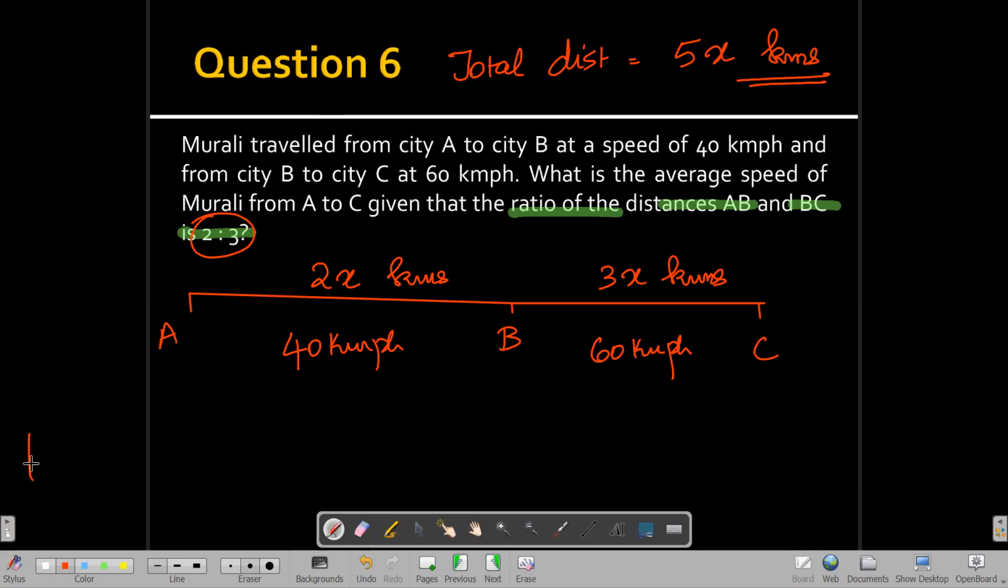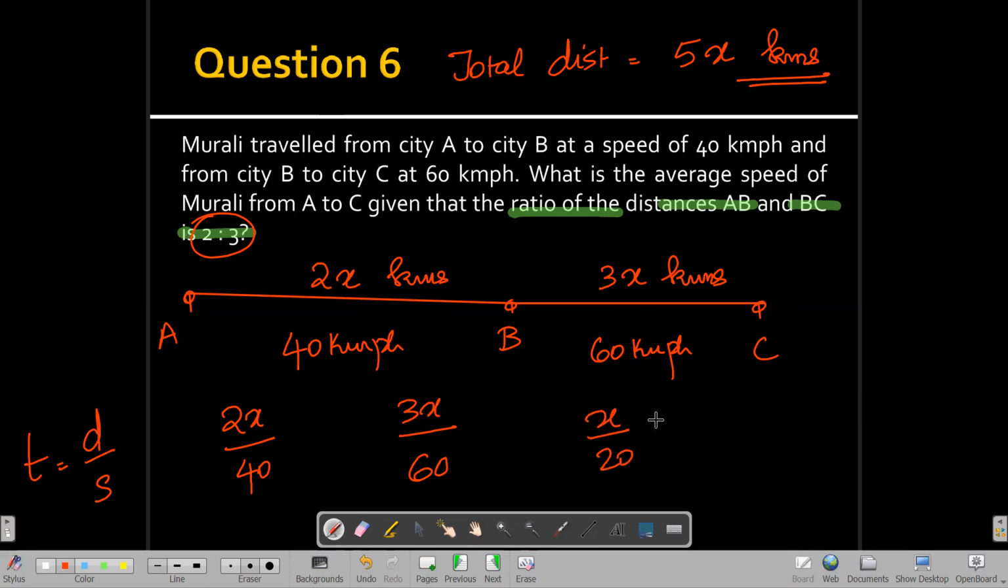We know that time is equal to distance upon speed. So the time taken to cover this strip AB is nothing but 2x upon 40, that much hours. The time taken to cover the strip BC, time is equal to distance by speed, that is 3x upon 60. You know that it is 3x kilometers the distance upon 60. Time is distance by speed, so 3x by 60 you get. So 2x by 40, you know that that is nothing but x upon 20.